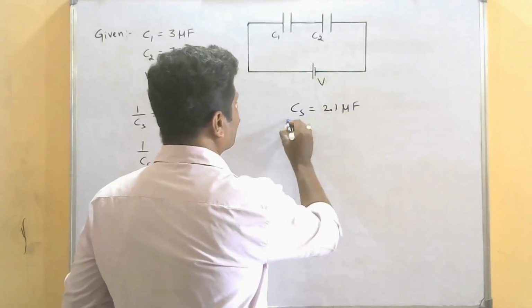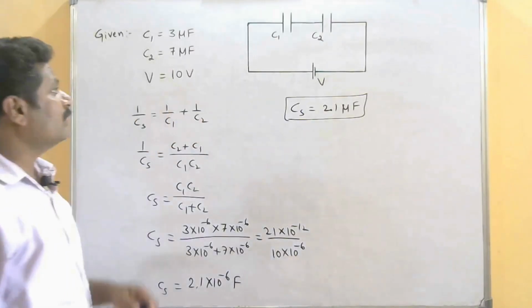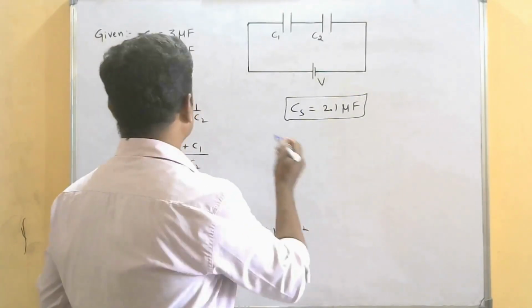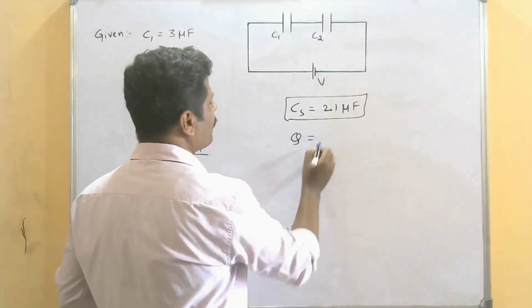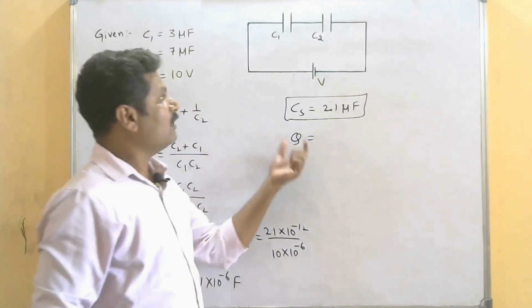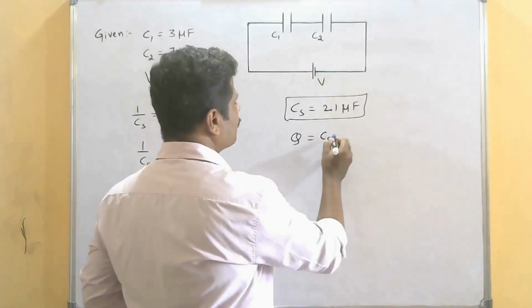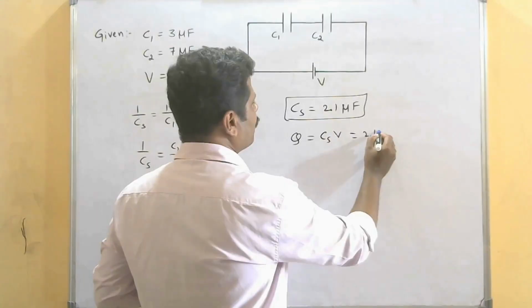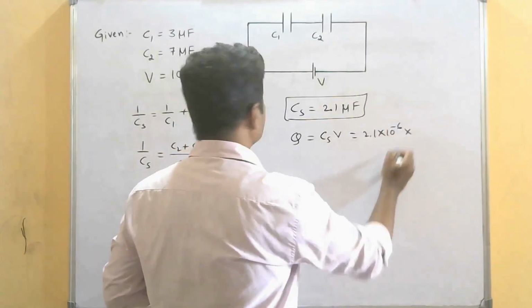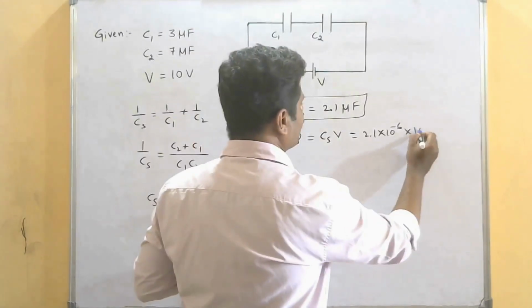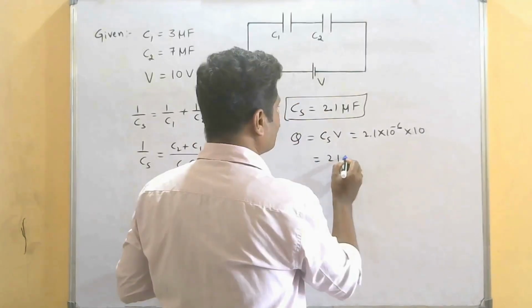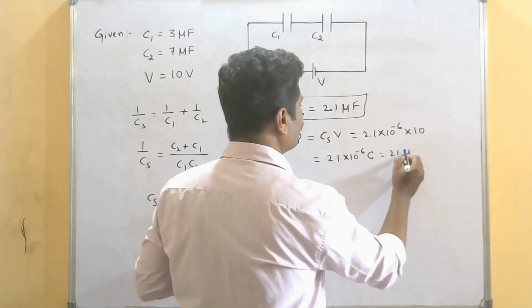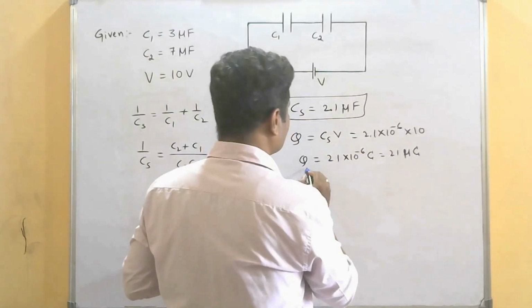Okay. Now, the potential difference across C1 and the potential difference across C2 we need to find out. So before finding V1 and V2, let me find out the Q across this combination, or the charge supplied by the battery. Q equals CS times the voltage applied across the combination, that is CS equals 2.1 microfarad times 10, the voltage applied. So this is equal to 21 into 10 raised to minus 6 coulomb, that is 21 microcoulomb. This much charge is supplied by the battery.